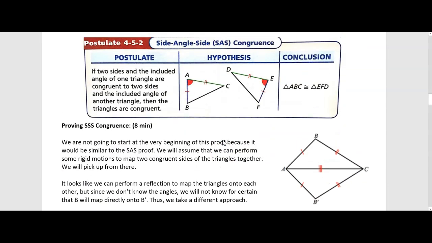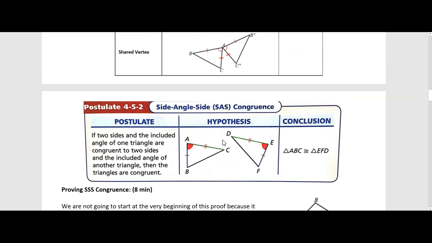All right, let's take a quick look at the SAS postulate. If two sides and the included angle of one triangle are congruent to two sides and the included angle of another triangle, then the triangles are congruent. So if you see a diagram like this, then you can automatically write your congruency statement without knowing anything about the other sides and angles.